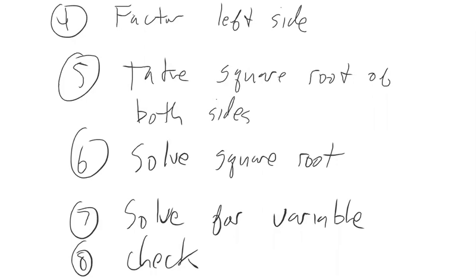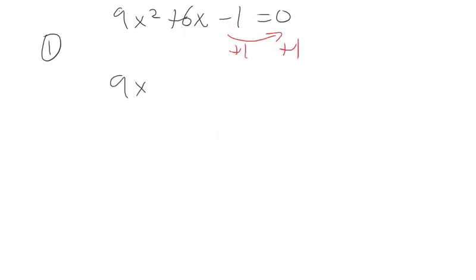So let's do a couple problems here. If I have 9x squared plus 6x minus 1 equals 0. So step 1, I have to move my c over, which is my -1. So I need to bring it over by adding 1 to both sides. So I get 9x squared plus 6x equals a positive 1. That's why I said the answer is not always going to be negative. It's just that the minus meant to move it.